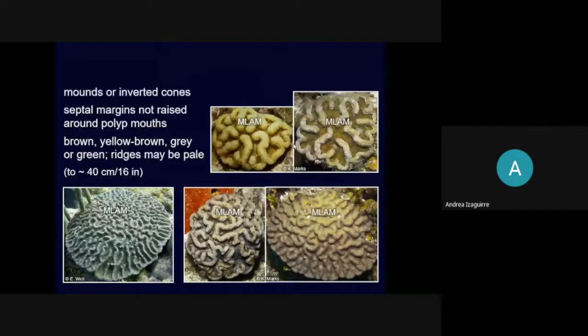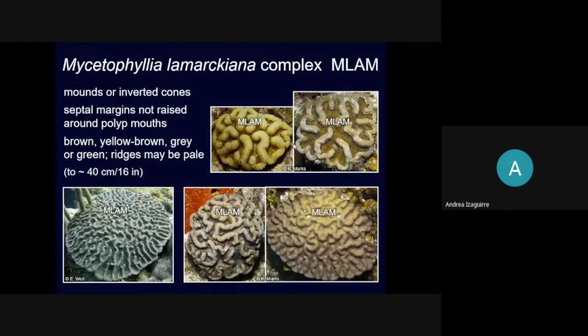And my last one is going to be Mycetophyllia lamarckiana, or emblem. Unlike the other two that we saw before, it's going to want to grow into a mound, so it'll have the edges angled downwards. So that's a good way to tell. Another thing is that it will not have raised septal margins. That means around the polyp mouth, it's not going to look any different than the rest of my valley.